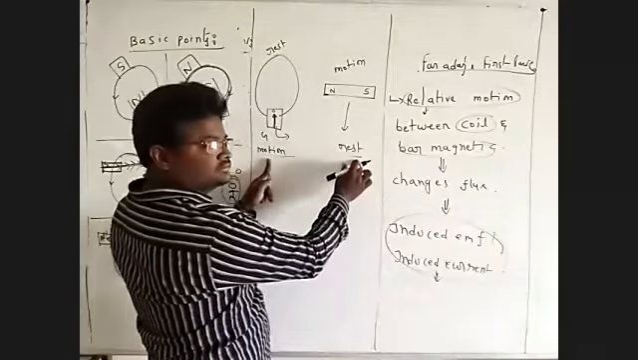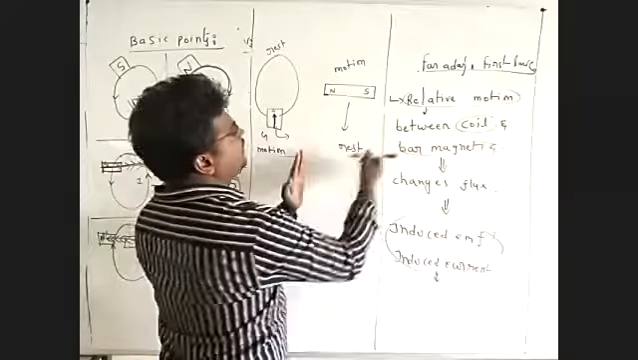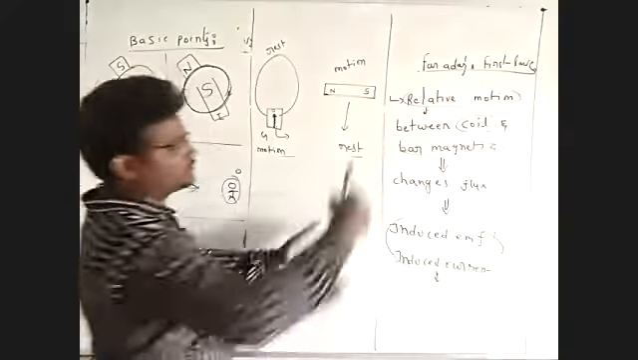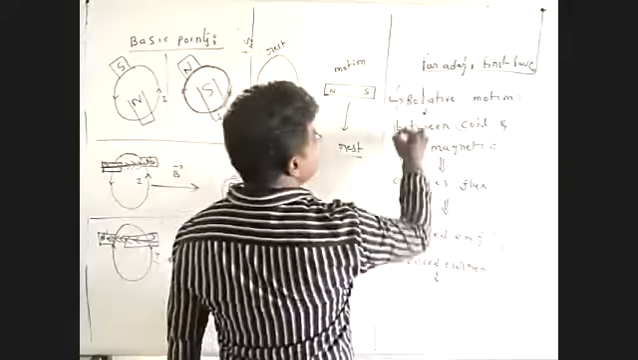This is a motion, this is a rest. We call this relative motion between the coil and bar magnet. That is the meaning.